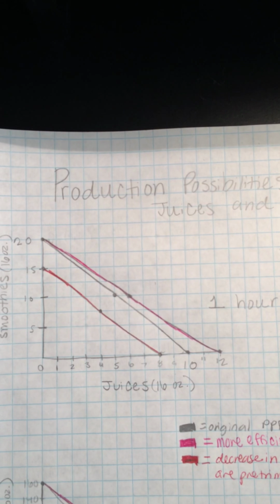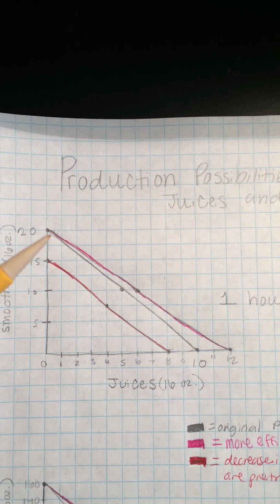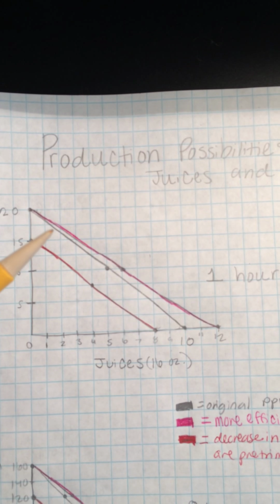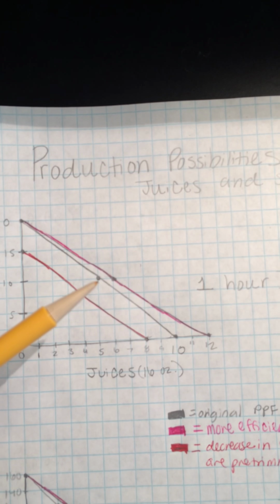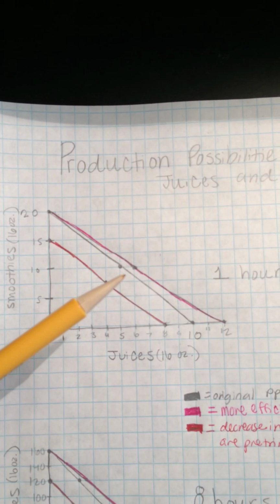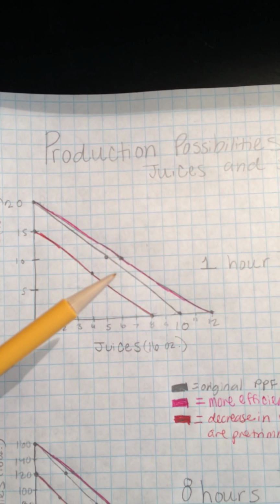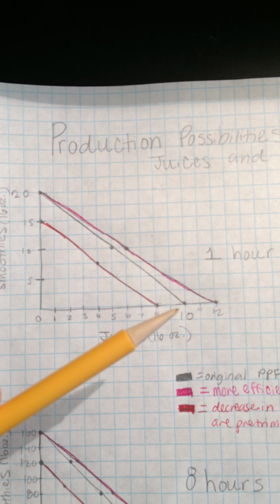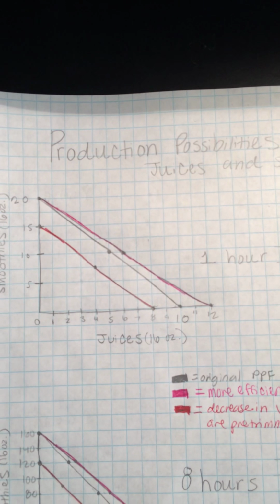course of 1 hour. So if I were to dedicate a full hour towards producing smoothies, I would have 20 smoothies at the end of the hour and 0 juices. If I were to dedicate half an hour towards producing juices and half an hour towards producing smoothies, I would have 10 smoothies and 5 juices. And if I were to dedicate a full hour towards producing juices, I would have 10 juices and 0 smoothies.